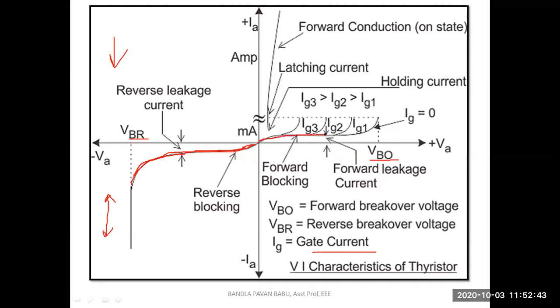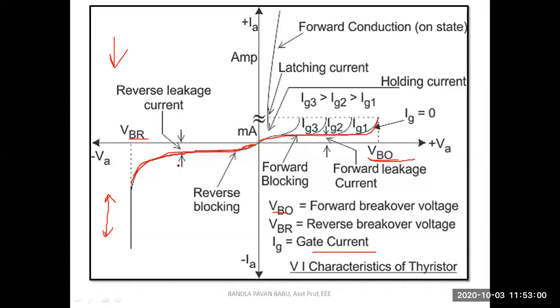A small amount of forward leakage current flows in the off state. Up to which extent? Up to the forward breakover voltage, that is VB naught. So here it is VB naught. The same thing we have seen in the reverse blocking state is observed here also. But here the anode is positive and the cathode is negative, so it is in forward bias mode. Since J2 is reverse biased, a small amount of leakage current flows in the forward blocking state.